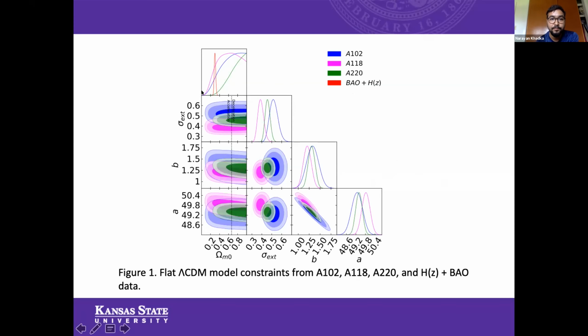Here we can see the A118 data set is clearly consistent with the BAO plus SZ. The A102 data set is also somehow consistent with BAO plus SZ. But when we combine these two data sets and build the A220 data set, it is inconsistent with BAO plus SZ. If you try to make a Hubble diagram for A220, it will clearly be in tension with the flat lambda CDM model, because it favors a very high value of omega matter. The tension between the Hubble diagram of some observational data and the flat lambda CDM model with omega m naught equal to 0.3 basically comes from the value of omega matter.